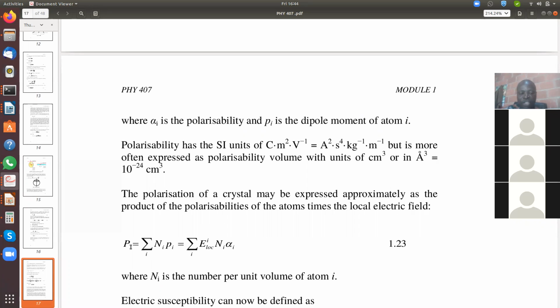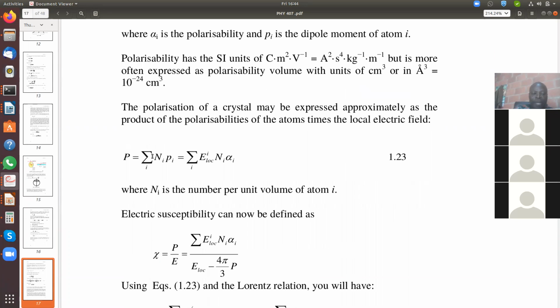So this is what we have here. P is equal to the summation over i of N_i p_i, meaning that each of the atoms has its own polarization. By the time you add them together, you get what? The total polarization of a crystal, where N_i is the number per unit volume of atom i.